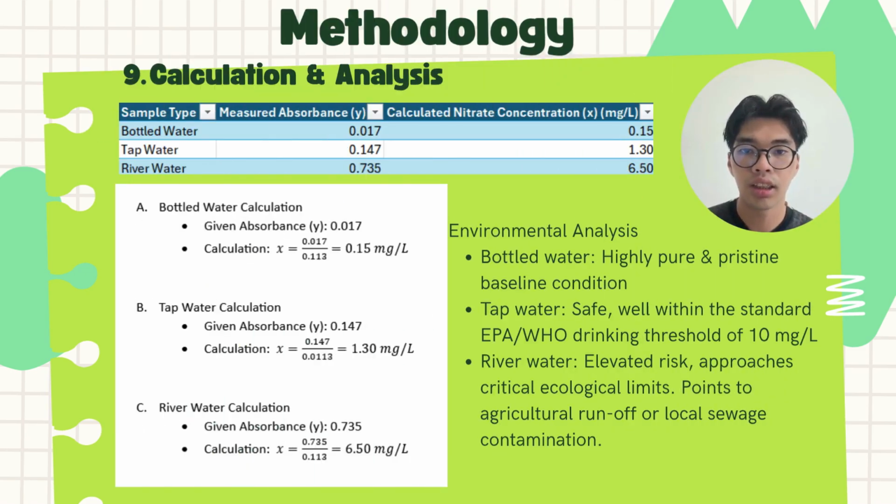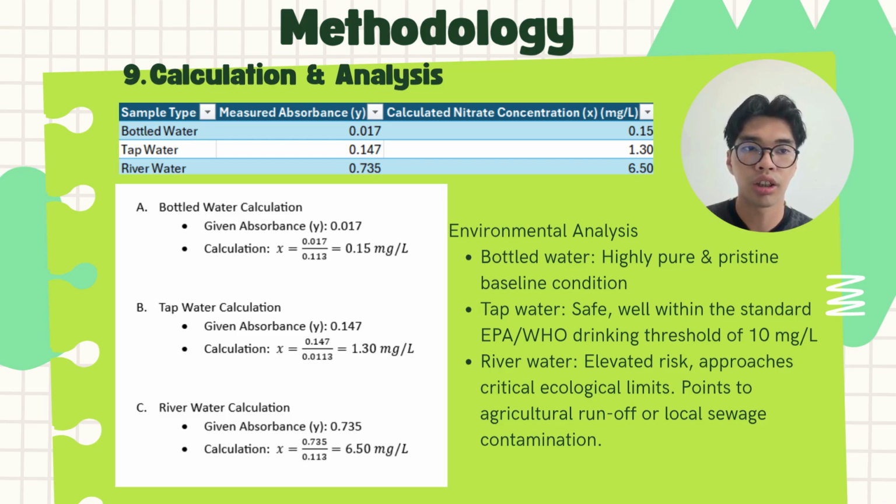Calculation and analysis. Here we have the calculated nitrate concentration x using the formula y over m. For the bottled water, we get 0.15 mg per liter, for tap water we get 1.30 mg per liter, and for river water we get 6.50 mg per liter.